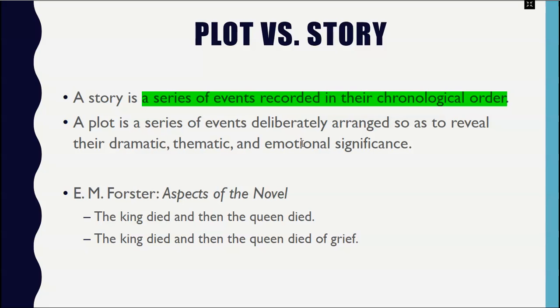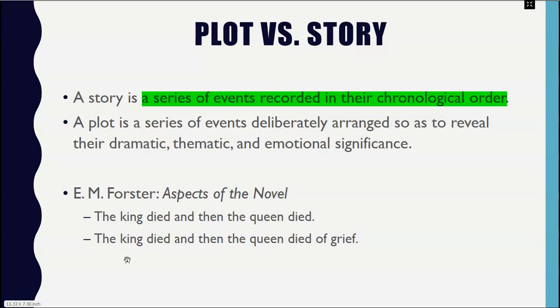And Forster has an example in his book. He says, well, the king died and the queen died too, for example. So if you look at this one, this is an example for the story because we are talking about a series of chronological events. First, the king died, and then after that, the queen died.